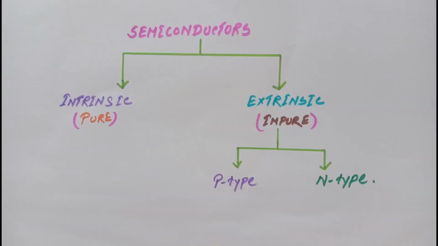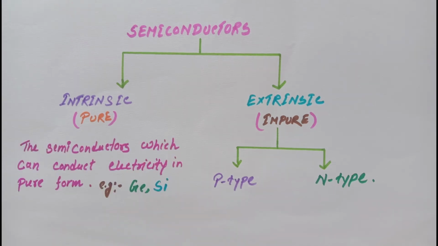Now see the classification of semiconductors. Semiconductors are mainly classified into two types. Number one is the intrinsic semiconductor, which is pure, and second is the extrinsic semiconductor, which is impure. Again, extrinsic semiconductors can be classified into two types: p-type and n-type semiconductors. Basically, we will discuss these p-type and n-type semiconductors.